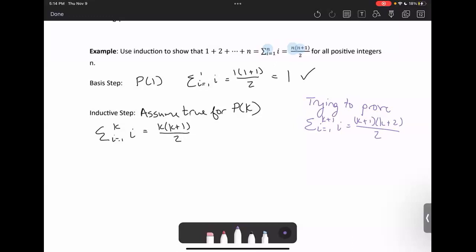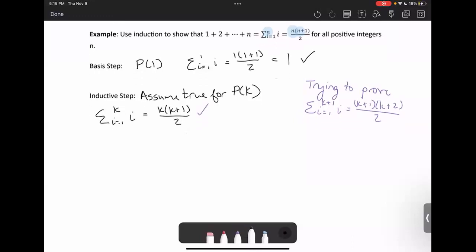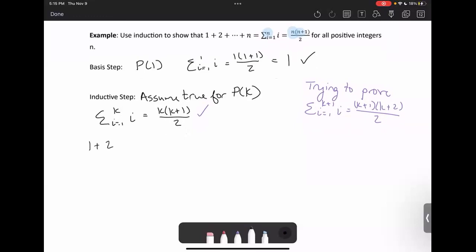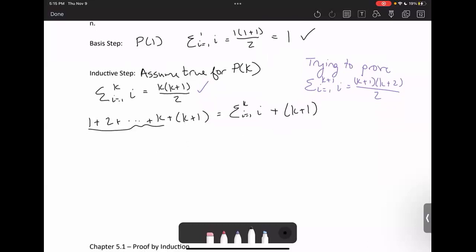So what's happening here? We have our assumption that P of k is true. We're good to go. We can use this. If we are thinking about 1 plus 2 plus all the way up to k plus 1, we know that that is the sum of i equals 1 to k of i plus, separately, k plus 1. Now this is where we are using our inductive hypothesis. Under the inductive hypothesis, we know that this is equal to k times k plus 1 over 2, plus k plus 1.